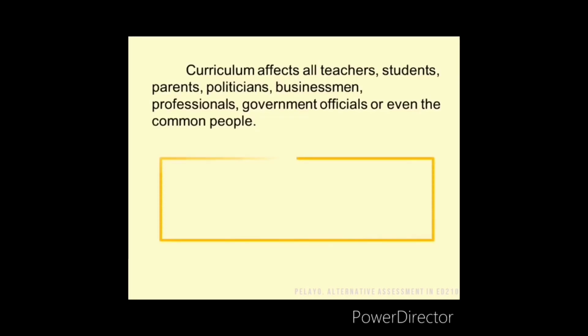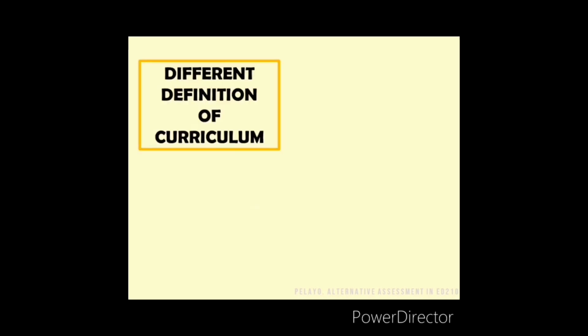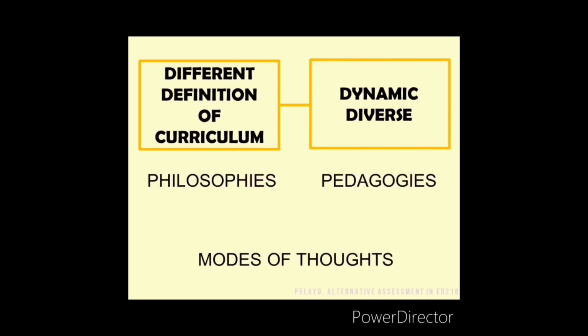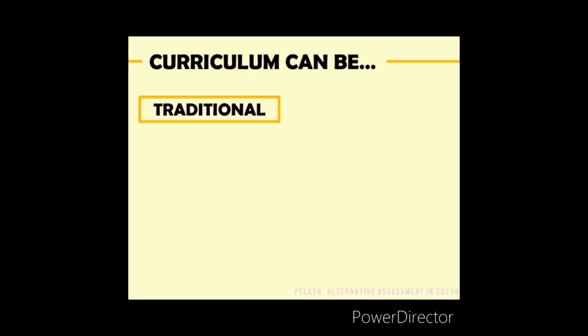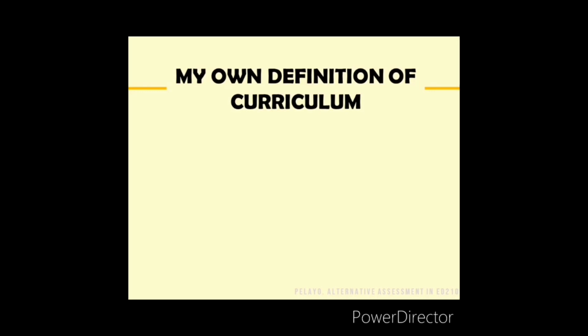And to each of us, curriculum means different things. The different definitions of curriculum make it dynamic and diverse, and that is because of our modes of thought, philosophies, pedagogies, politics, and even culture. Curriculum can be traditional, where it is defined as the field of study, or it could be progressive, that means the total learning experiences of the individual. Learning this material, I have formulated my own definition of curriculum.